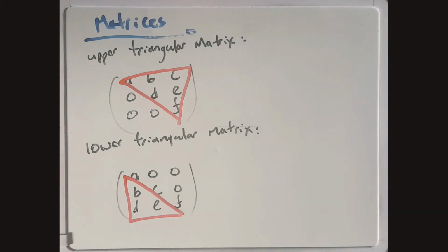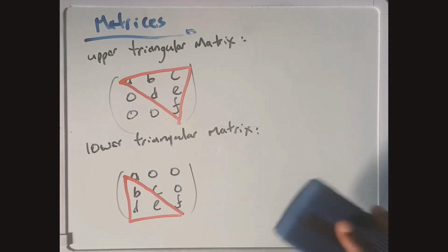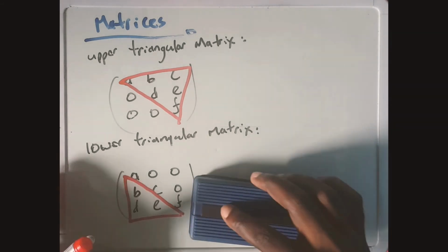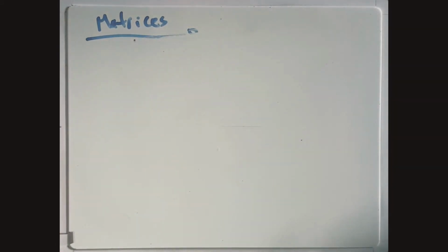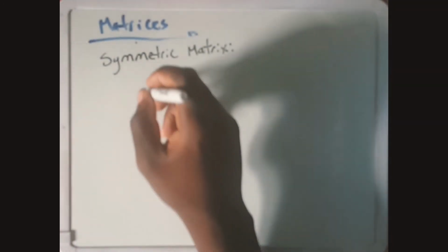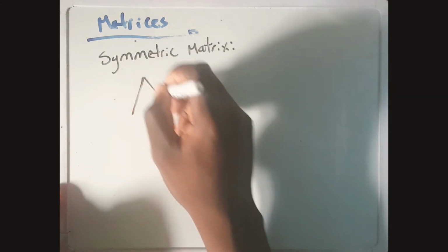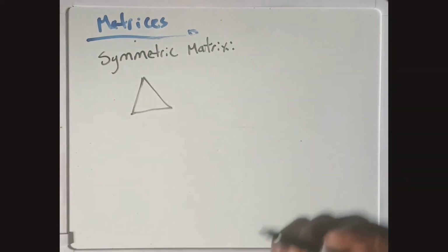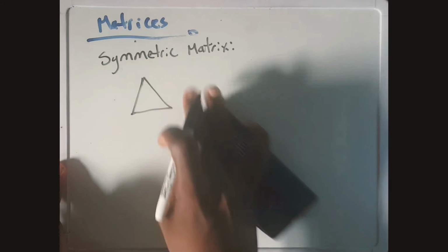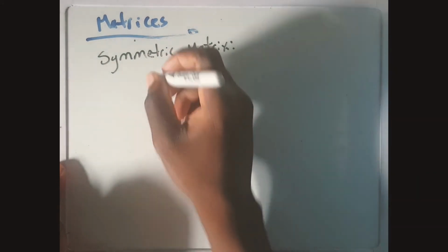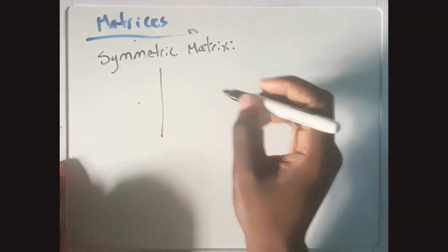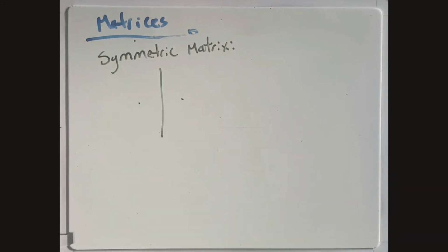Now for the next two matrices, I have to erase again. For the next two matrices, we have what is known as a symmetric matrix. Symmetry means that the same thing on this side is the same thing on that side. That's just a short definition of what symmetry is.